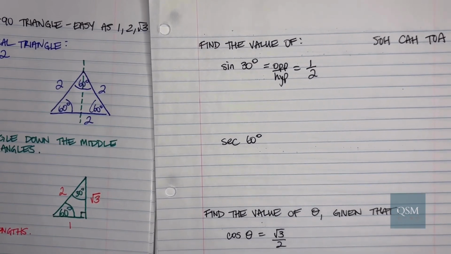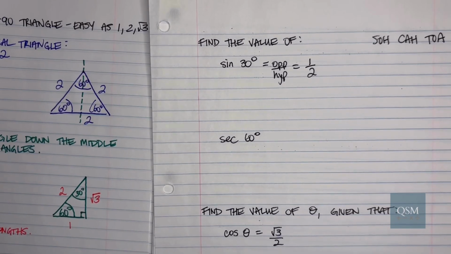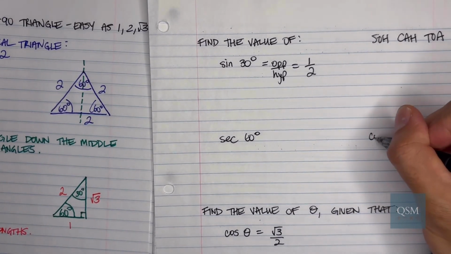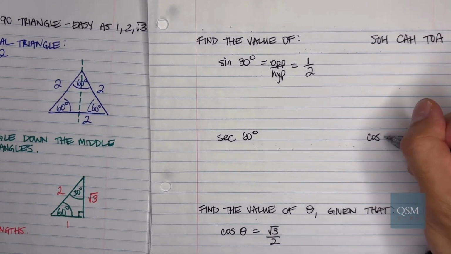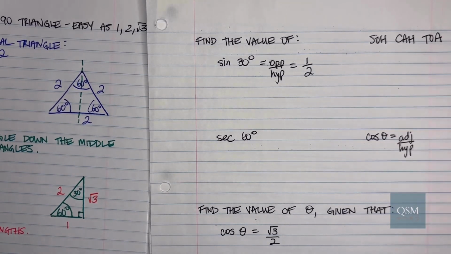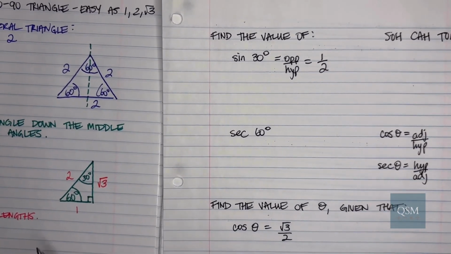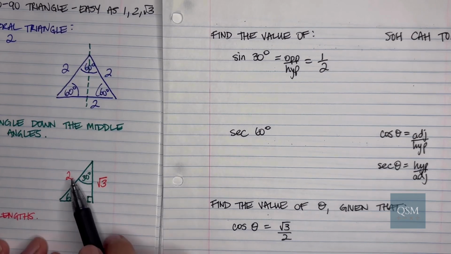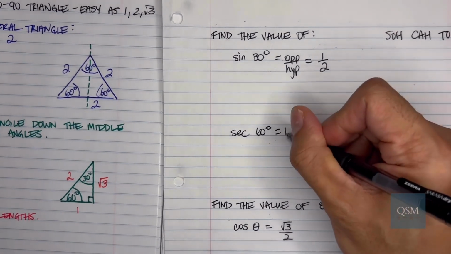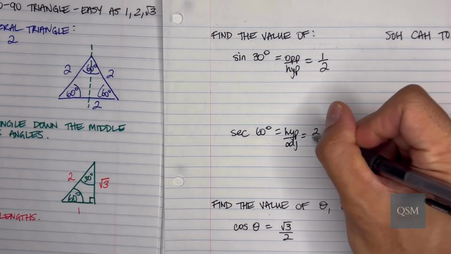We can also find the value of secant 60. Now maybe you haven't learned what secant is yet. Secant is the reciprocal of cosine. So cosine, using our SOHCAHTOA, cosine of theta is equal to adjacent over hypotenuse. Secant of theta, that's just flipping this upside down, so it's hypotenuse over adjacent. So I can look at my 60-degree angle here, and I can find my hypotenuse, which is 2, I can find my adjacent, which is 1, and so secant of 60, which is hypotenuse over adjacent, is equal to 2 over 1, which is just 2.